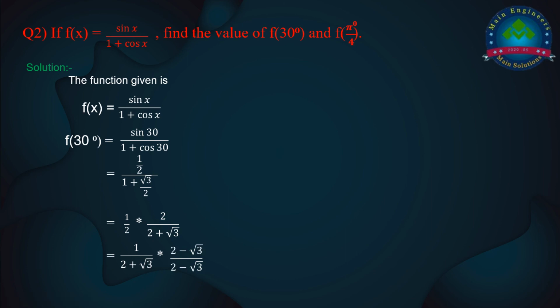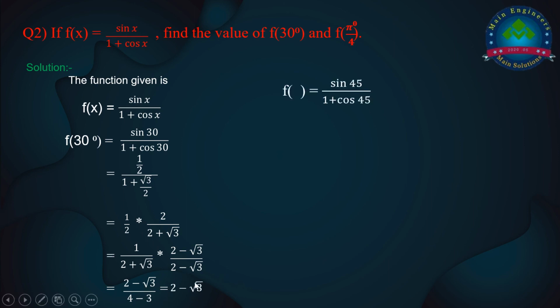Once we multiply by 2 minus root 3 in numerator and denominator, our result will be 2 minus root 3 divided by a square minus b square, meaning 2 square minus root 3 square. That means 4 minus 3, which is equal to 1. So 2 minus root 3 is the answer. So f(30) is equal to 2 minus root 3.